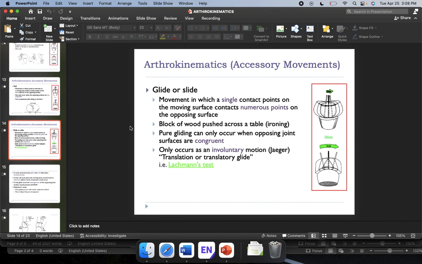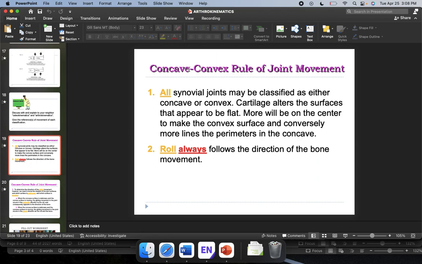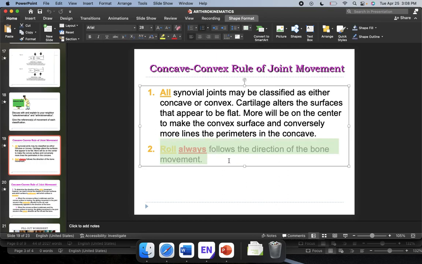So with those three arthrokinematic topics covered, let me jump down and briefly introduce the concave and convex rule of joint movement. All synovial joints may be classified as either concave or convex. Now let's jump into the roll. I will say this multiple times over the course of this class, but I want to introduce it here and then I'll say it again and again. The first thing that we're going to cover is the roll rule inside of this synovial joint with our concave and convex rule.